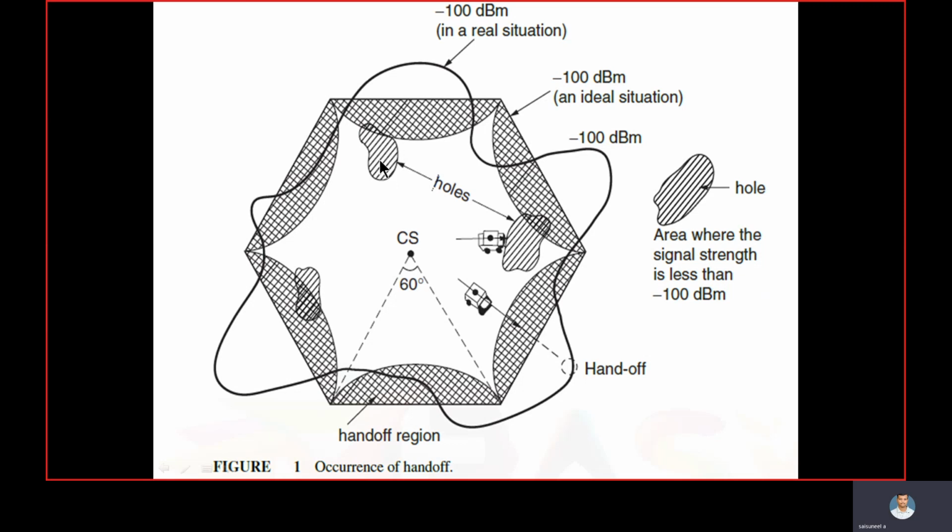At this hole, whenever the mobile unit reaches the hole, as the figure shows, we get very little signal strength. At that time also handoff can be raised. These are the only two situations in which handoff can be raised. First, whenever the mobile unit reaches the boundary of a cell site and the signal strength is less than minus 100 dBm. Second, whenever the mobile unit is in a hole area, where the signal strength can be weak. In both situations handoff can be raised.